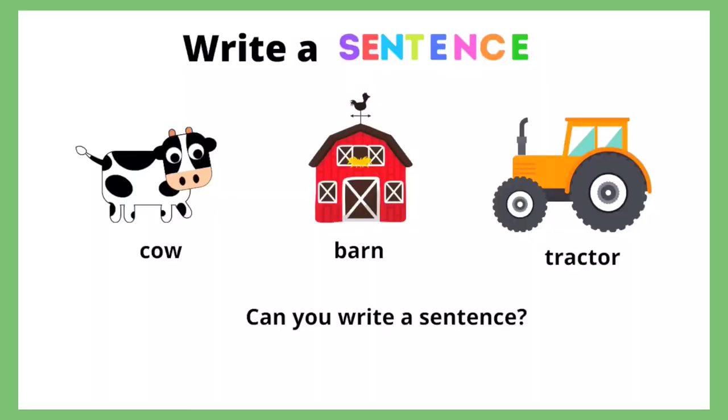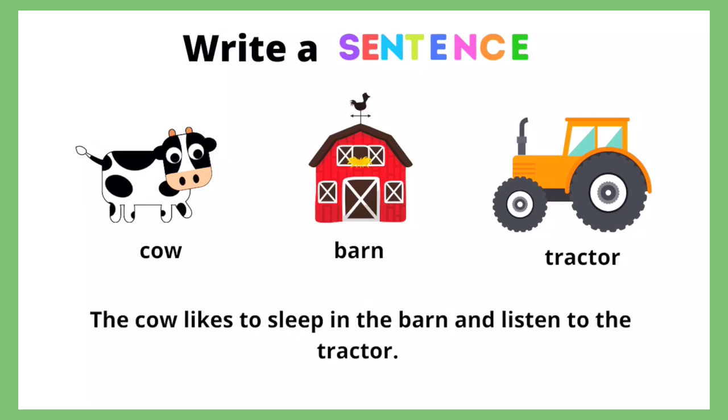Can you write a sentence? Your nouns are cow, barn, and tractor. Make sure to use your sight words like and to. The cow likes to sleep in the barn and listen to the tractor.